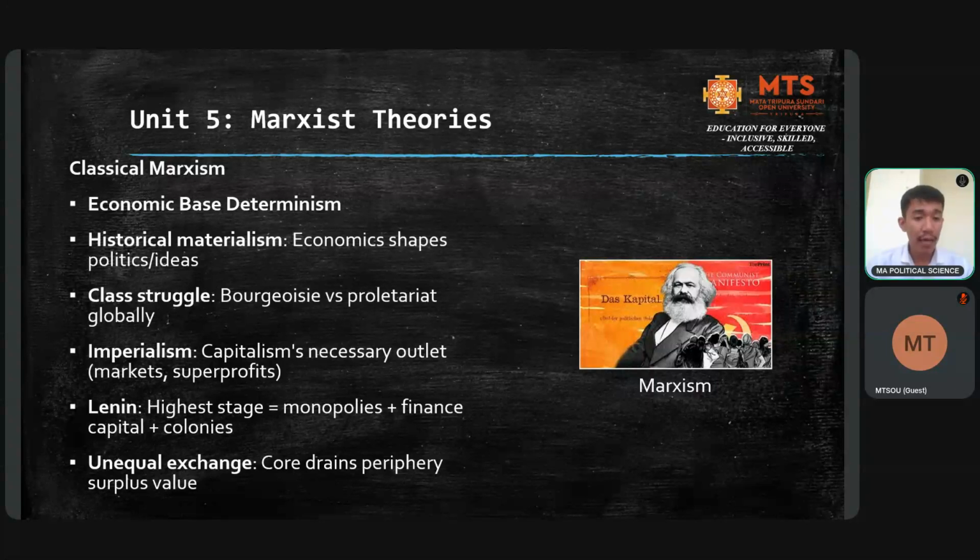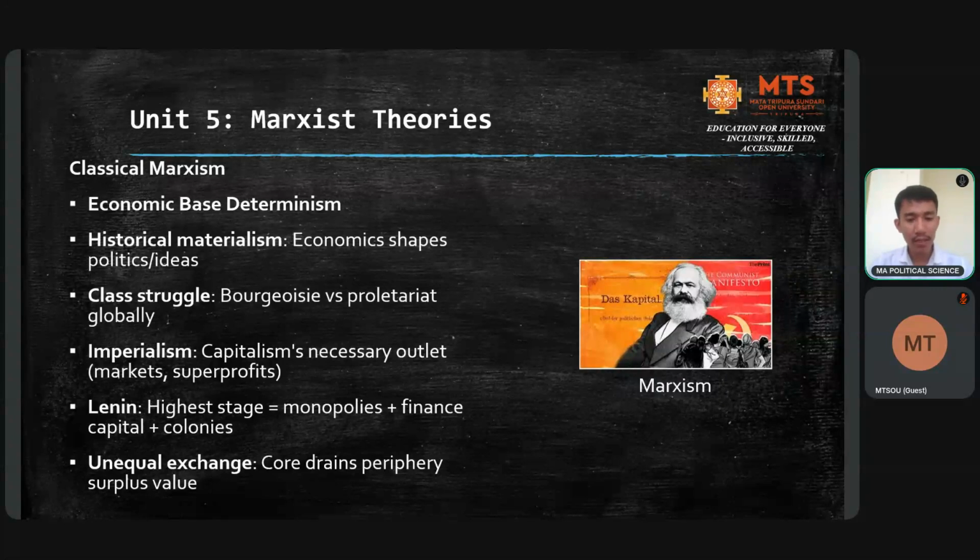Lenin talked about the highest stage: monopolies plus finance capital plus colonies. How do they control the poor countries? All the products have to be bought from that one country only. All the finance, the money, you are getting from them. Okay, colonies. So at the end, the rich country will come and make some colony or quarter in your country. So you are under their control, not directly but indirectly.